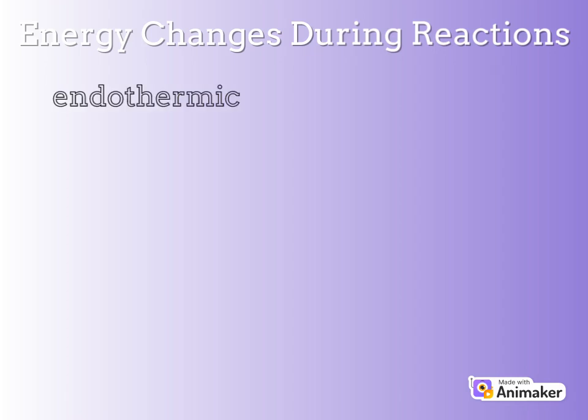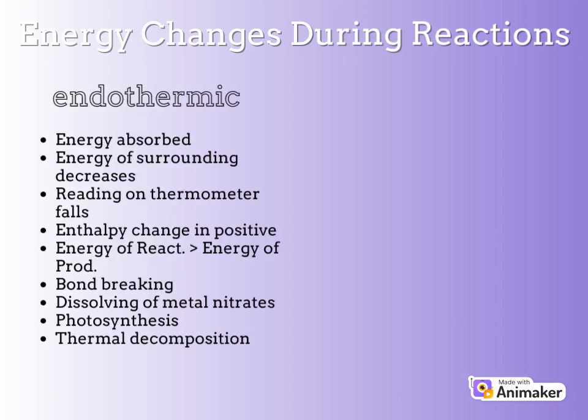First type of chemical reaction is endothermic. Energy absorbed. Energy of the surroundings decreases. Reading on the thermometer falls. Enthalpy change is always positive. Energy of the reactants is always less than the energy of the products. Bond breaking is always endothermic.